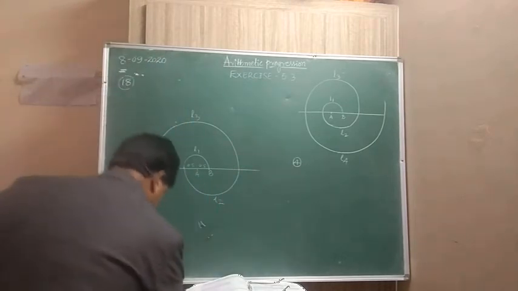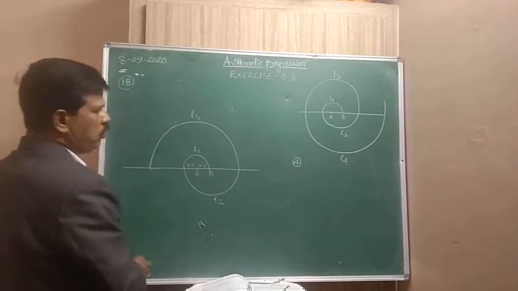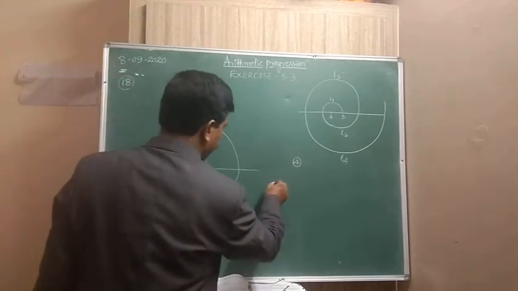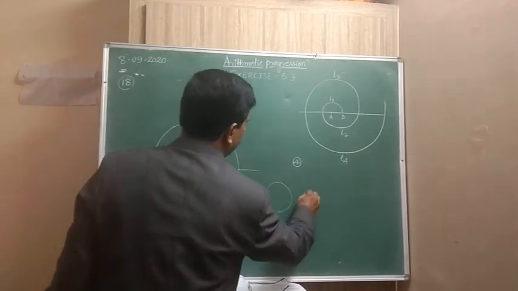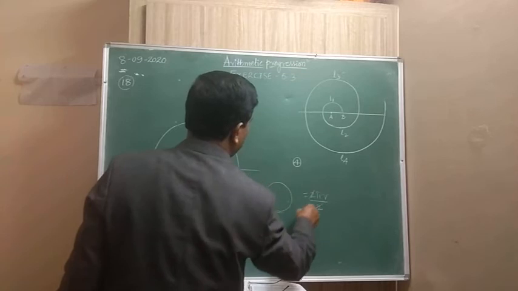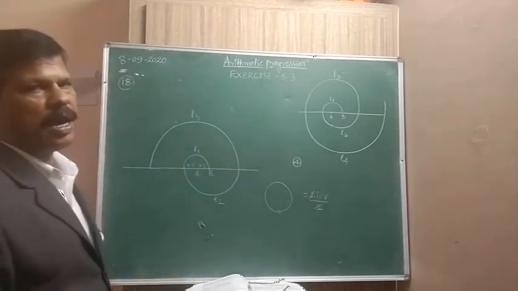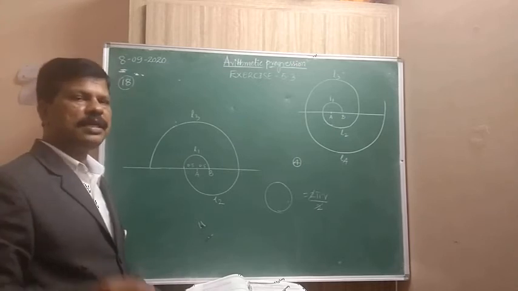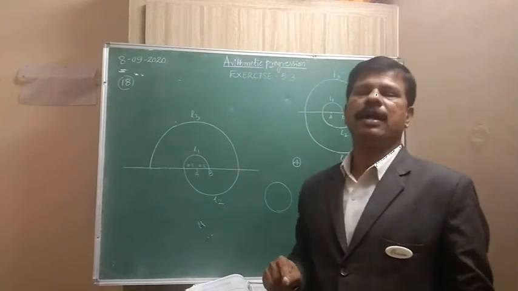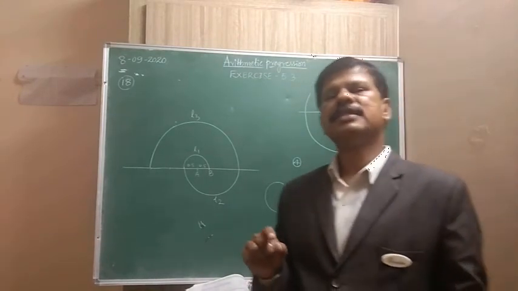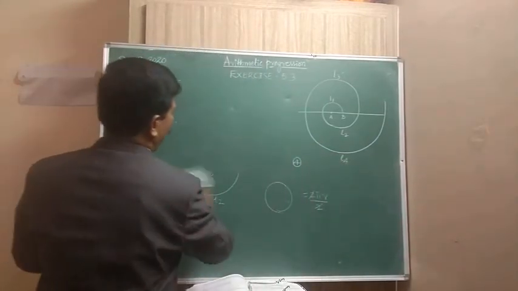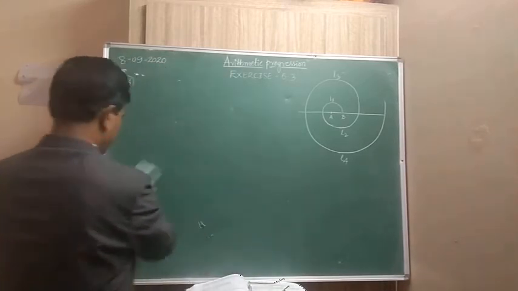Now what length do we have to find out? You know that the circumference of the circle is 2 pi r. For a semicircle you divide by 2, so it gets cancelled and you get pi r. So pi r is the length of the semicircle. Clear this? Okay.